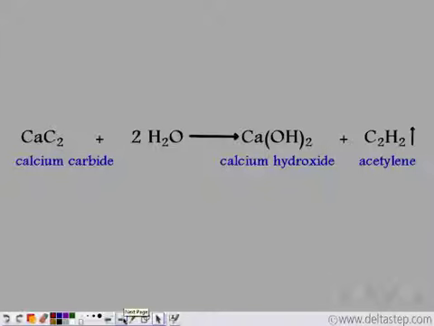So the gas released in this reaction is C2H2, which is acetylene, which was seen through the bubbles rising. And since it is a combustible gas, it catches fire. So we use calcium carbide. We make it react with water. The white colored solution that was formed is calcium hydroxide, and the gas released is ethine or acetylene.